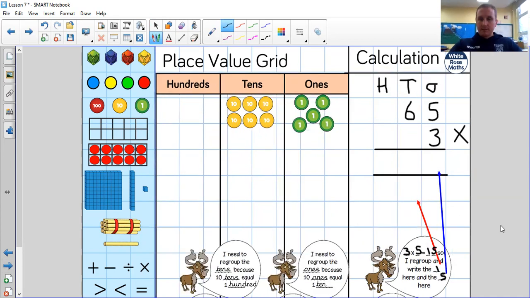Right, lots of information to help us, hopefully. So let's start with the ones column. We've got 65 multiplied by 3. Let's have a look. Now, 5 times table. What are 3 5s? 5, 10, 15.